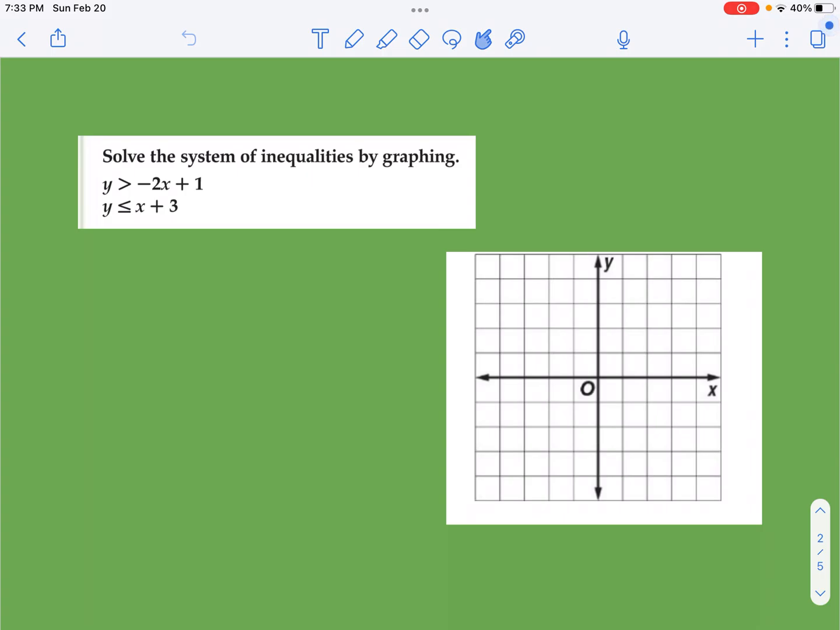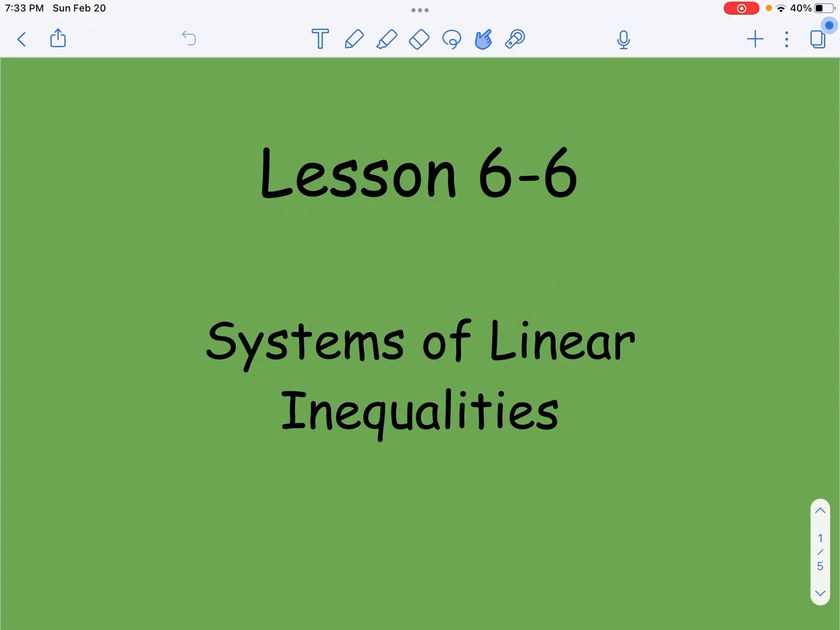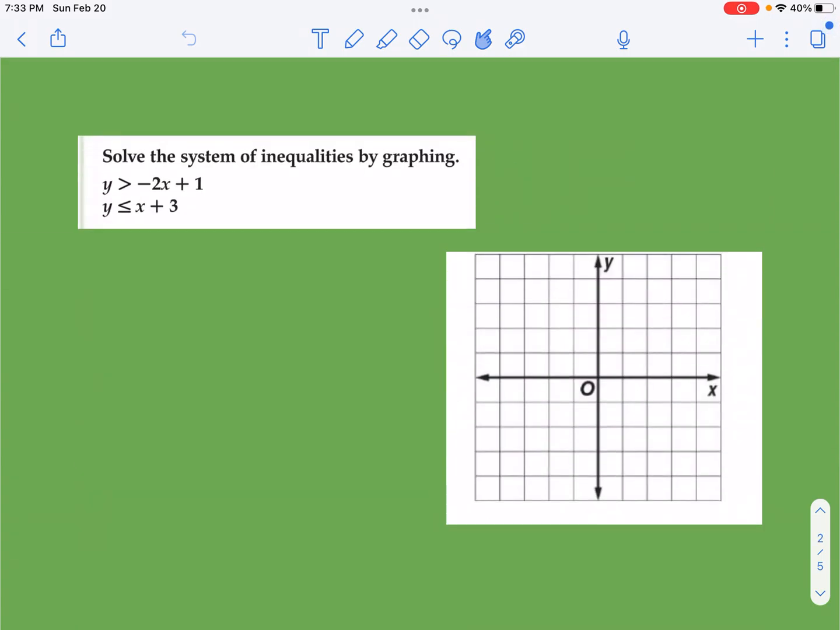So let's just kind of jump in and get started with this. So this is systems of linear inequalities. This first one we're going to do, both of the equations are written for us in slope-intercept form, which I'm personally a big fan of. I think it's the easiest way to graph that's out there, basically. So it says solve the system of inequalities by graphing.